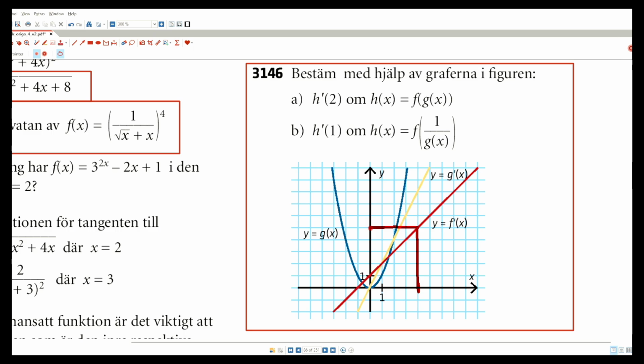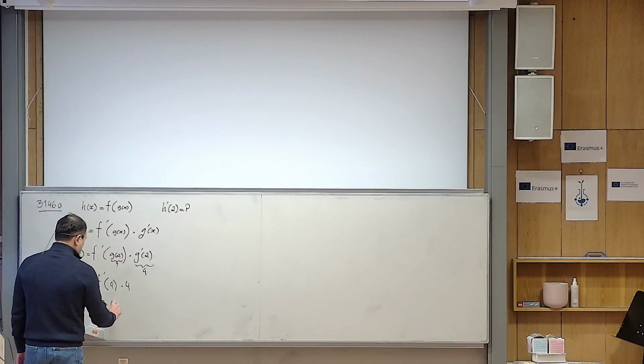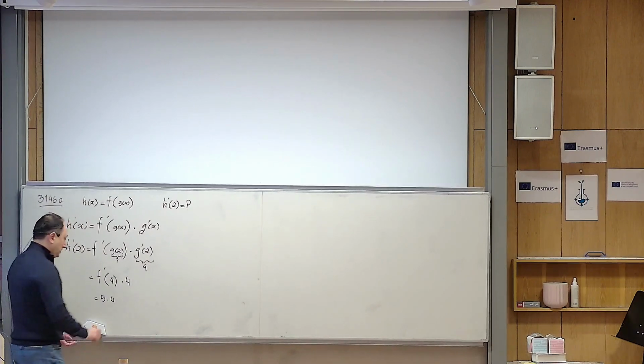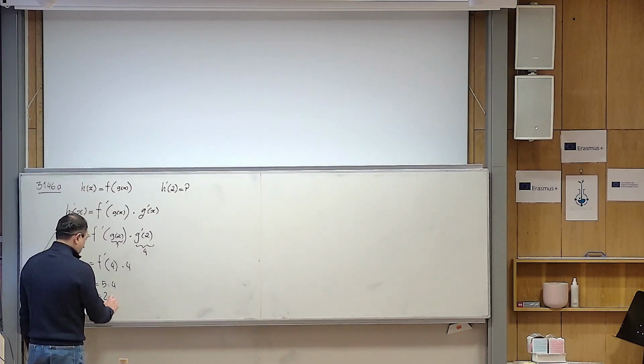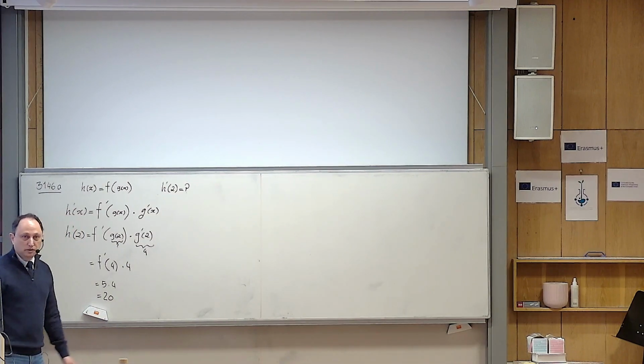Yes? So f prime of 4 is 5. So I go back here. So I put 5 times 4. Yes? And the answer becomes what? 20.